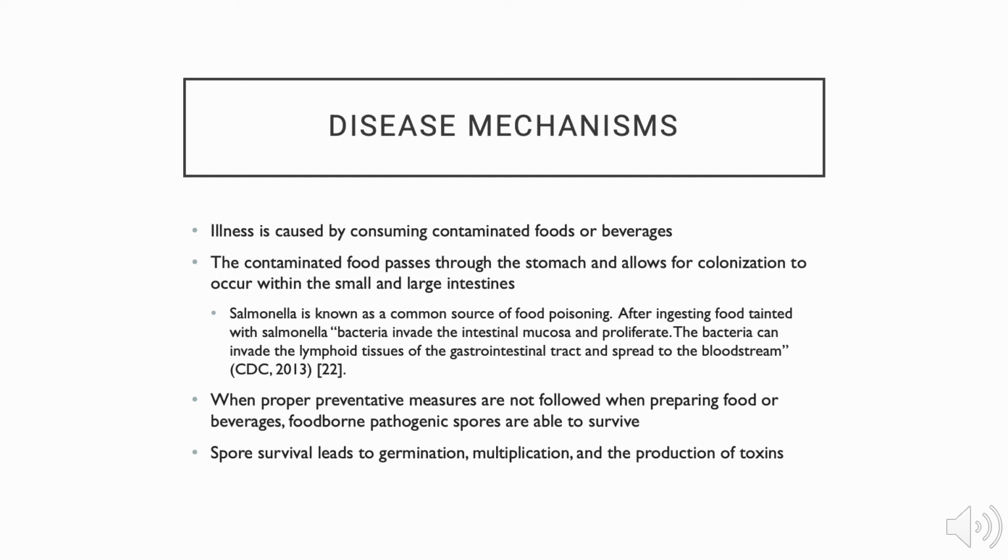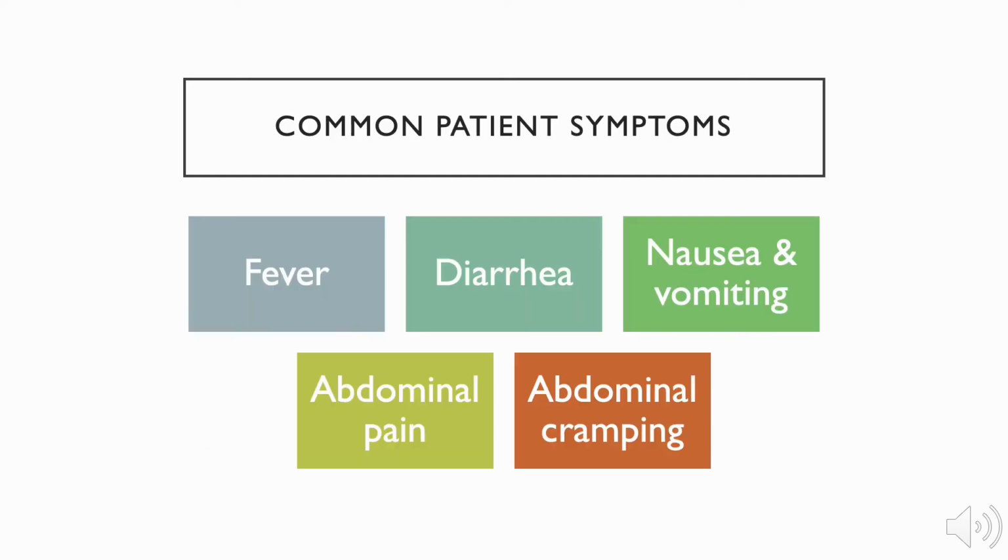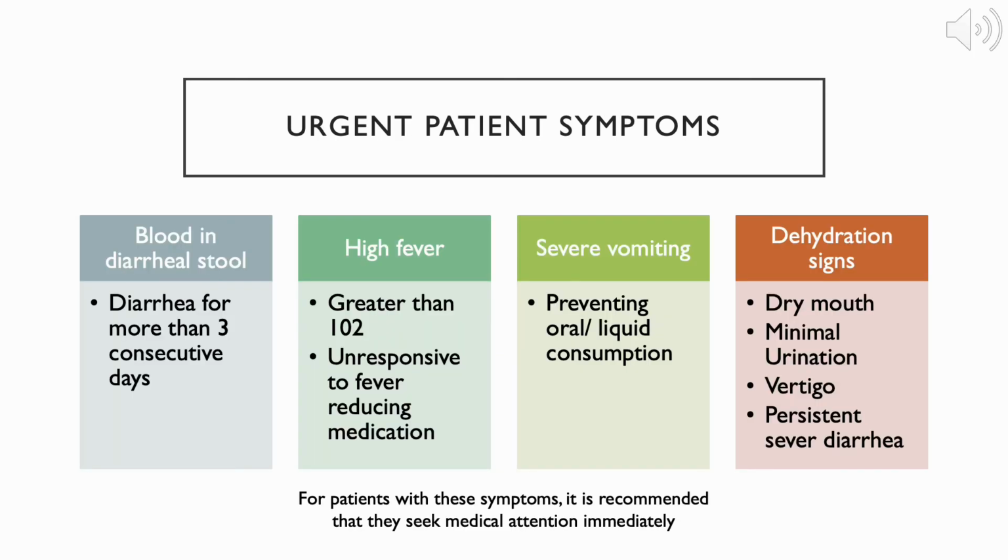When proper preventative measures are not followed when preparing food or beverage, foodborne pathogenic spores are able to survive. Spore survival leads to germination, multiplication, and the production of toxins. Patients with food poisoning commonly present with fever, diarrhea, nausea and vomiting, abdominal pain, and abdominal cramping. Those with food poisoning also can present with urgent patient symptoms.